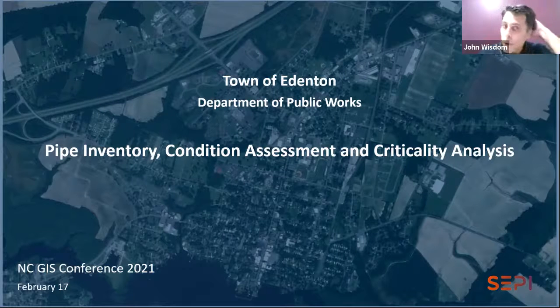Okay, thank you. Yeah, welcome everybody. Thanks for sitting in on this session. My name is John Wisdom. I'm the GIS lead with SEPI Engineering in Raleigh. What we're going to be talking about today is a stormwater pipe inventory, condition assessment, and criticality analysis that we did with the Town of Edenton, the Department of Public Works in Edenton.